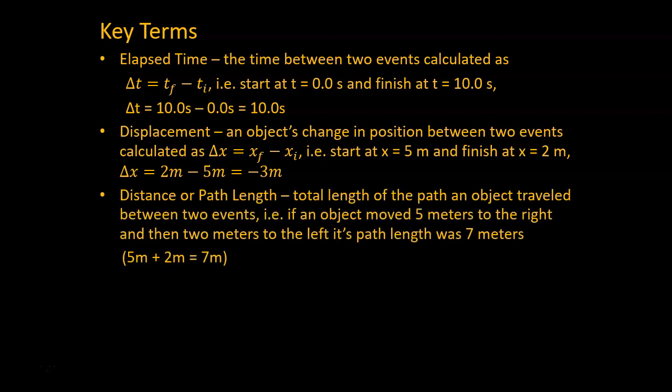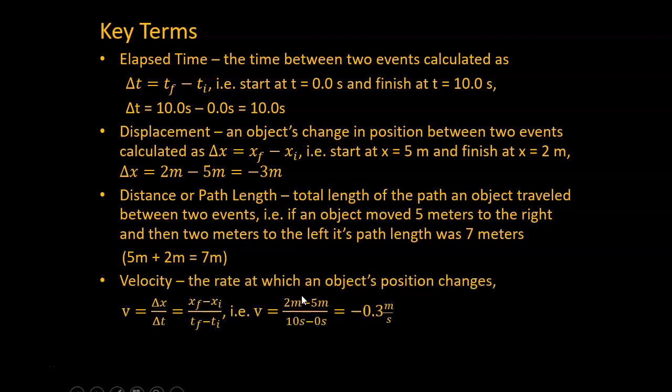Distance, or path length, is the total length of the path an object traveled between two events. For example, if an object moved 5 meters to the right and then 2 meters to the left, its path length was 7 meters. That's the 5 meters it traveled to the right plus the 2 meters it traveled to the left. With distance or path length, the numbers will always be positive.